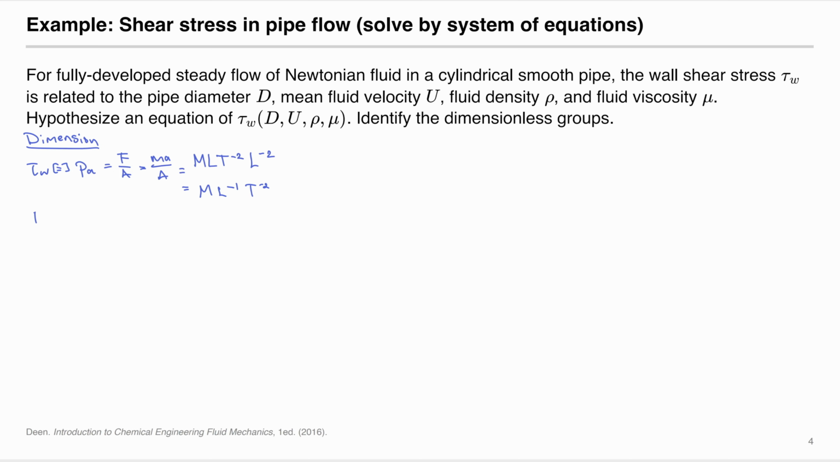Then the pipe diameter D should have length scale. The velocity should have length per unit time. The density should give us mass per volume, so that's M L to the -3. And viscosity has a unit of Pascal times second, so the second is time. So we already know Pascal, which is a pressure, has a dimension of M L^-1 T^-2, and now I'm multiplying by T. So I can simplify this as M L^-1 T^-1.